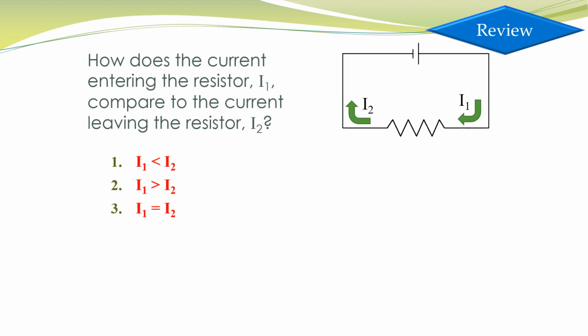When we look at circuit current, all the current that comes out of the battery and goes into that resistor must keep going around the circuit and all the way back to the battery, so the current is the same before and after that resistor. So number 3 is our correct answer.